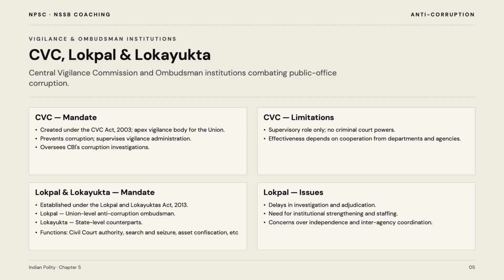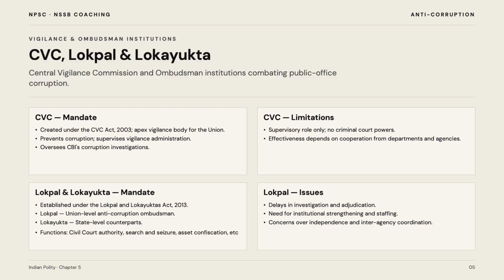But the limitation of the Central Vigilance Commission is that it is only supervisory, as it has no criminal court powers. They'll supervise, they'll investigate, and then they'll find it, and then they'll just advise: do this, do that. So effectiveness depends on cooperation from departments and agencies, which means the CVC will submit its report, whatever it found, to various departments, and those departments can handle it. So they do not have actual execution power. It only has an advisory role.